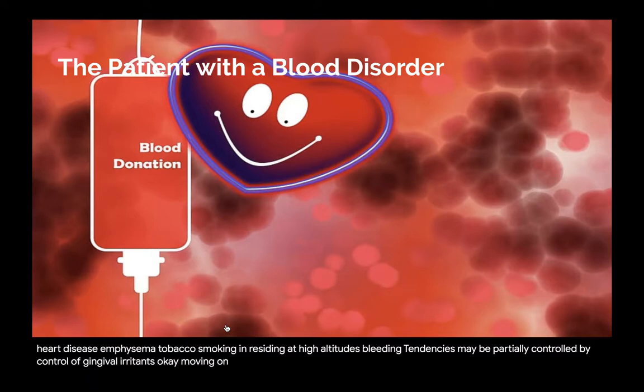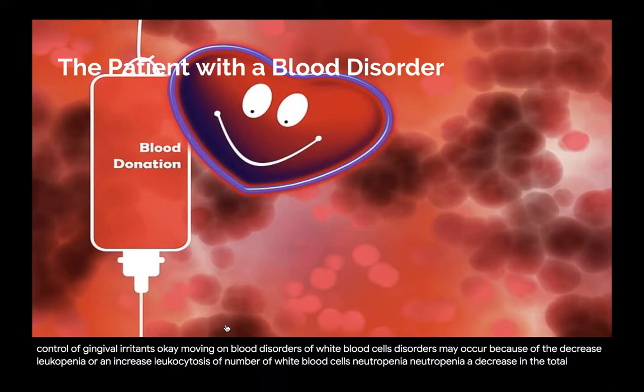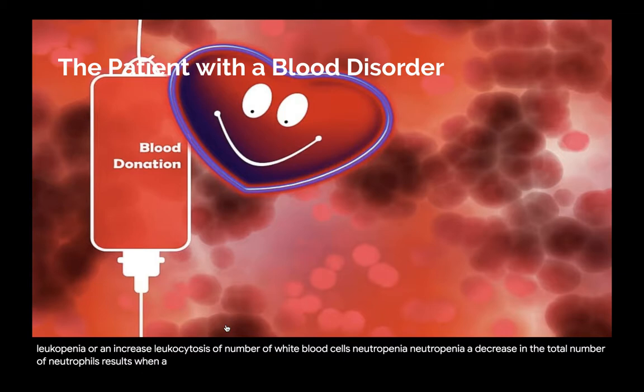Okay, moving on. Blood disorders of white blood cells. Disorders may occur because of a decreased number of white blood cells, leukopenia, or an increased number, leukocytosis. Neutropenia. Neutropenia, a decrease in the total number of neutrophils, results when cell production cannot keep pace with the turnover rate or when there is an accelerated rate of removal of cells as in certain disease statuses.